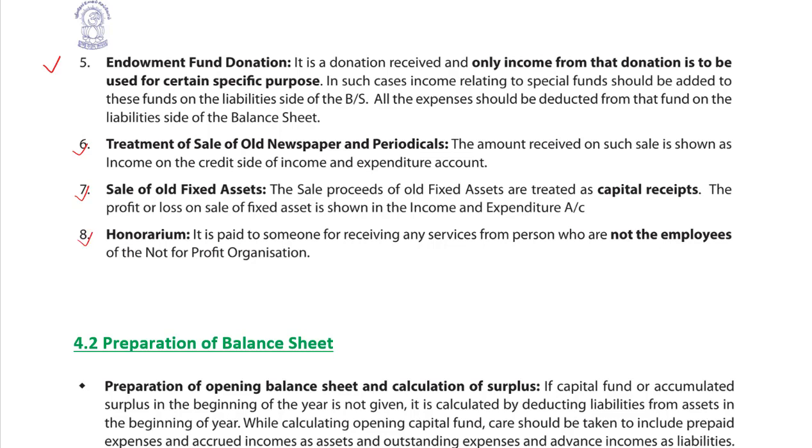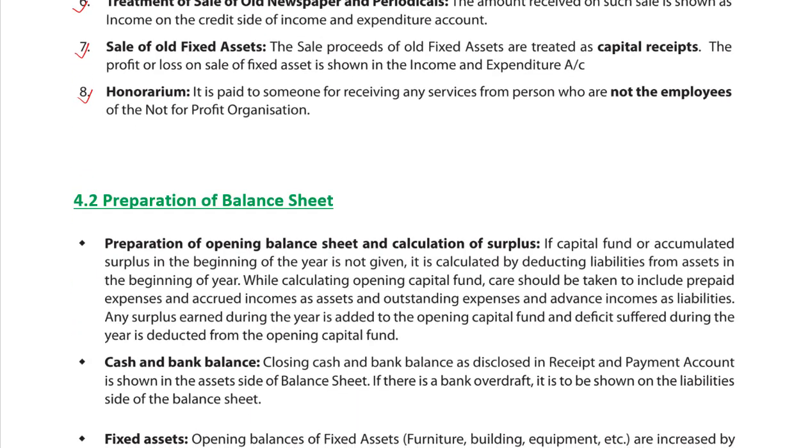Honorarium. It is paid to someone for receiving any services from a person who is not an employee of the not-for-profit organization.